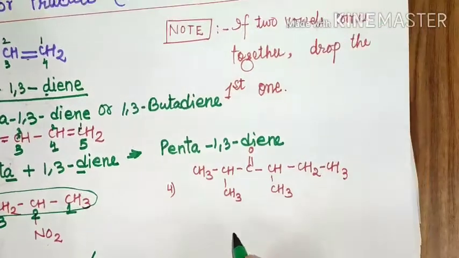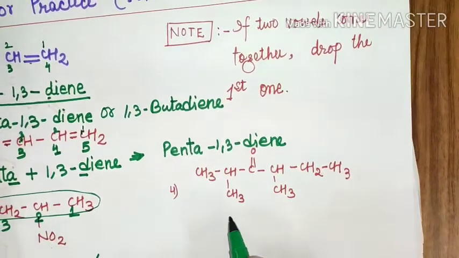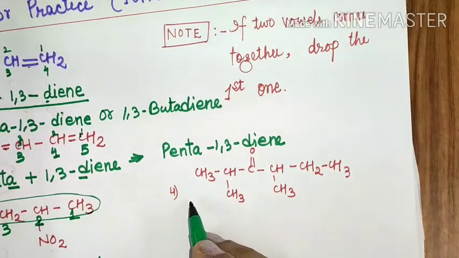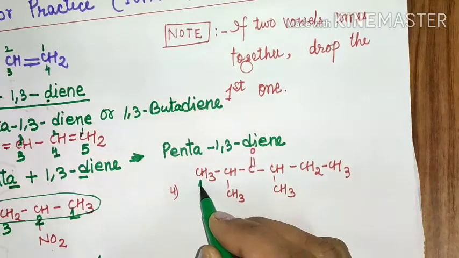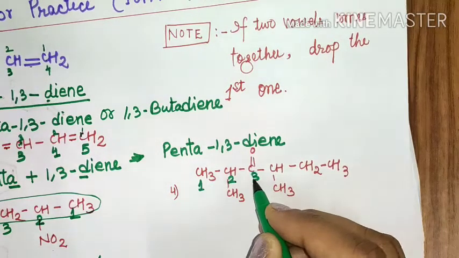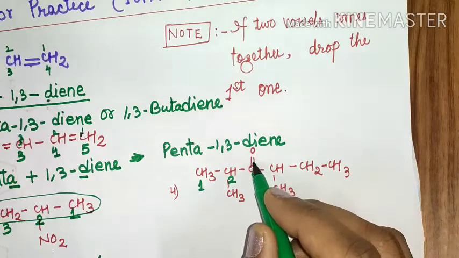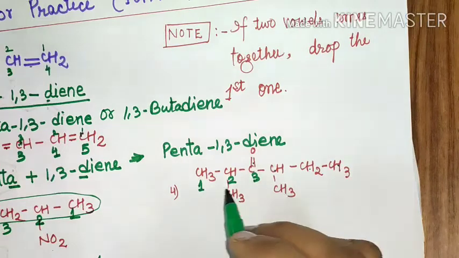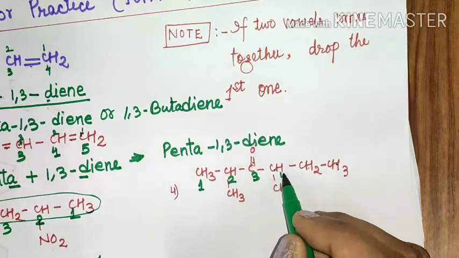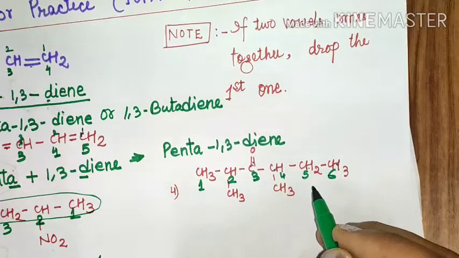Now come to example number 4. In this also it is clear that we have to do the numbering from the left side, 1, 2, 3. In this, the functional group gets 3. From the right side it will get 1, 2, 3 and 4. So the correct order is 1, 2, 3, 4, 5, 6.